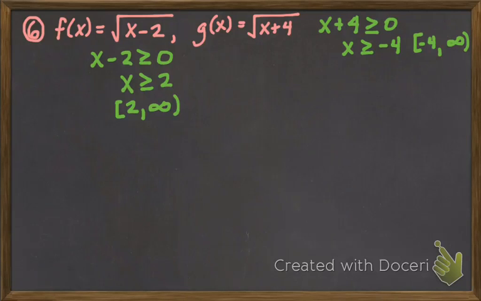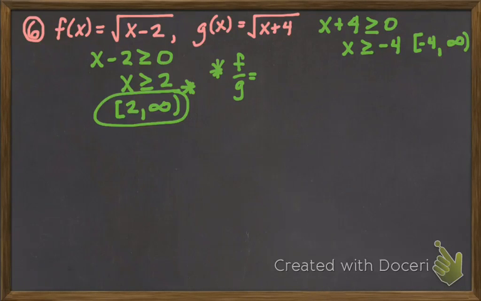So now it would be smart, before we get bogged down in the details of what we're about to do, to remember that we want the most restrictive, and 2 to infinity is a smaller set than -4 to infinity. So this is the one that's going to be our starting domain for our 2 quotients. And you'll understand why I say starting in just a minute. So let's start with f over g.